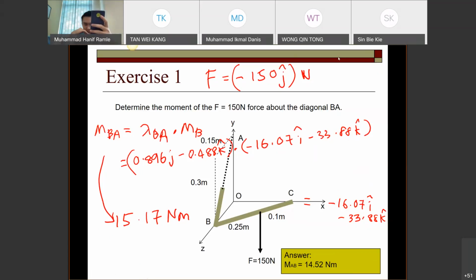Okay. Why did I get a different answer from you, Wong Kin Tong? Doctor, the lambda BA should be negative 0.448, not 0.488. Oh, okay. Sorry, this one is 4. Okay, same answer as Wong Kin Tong.